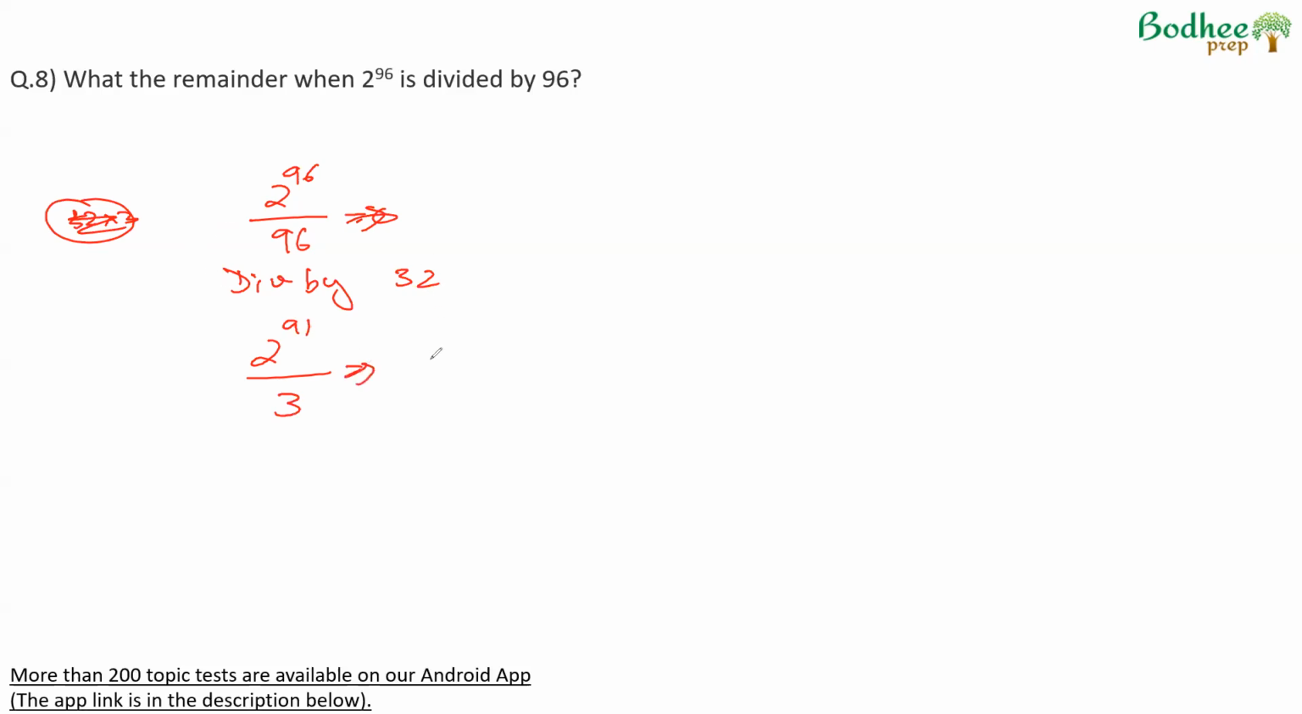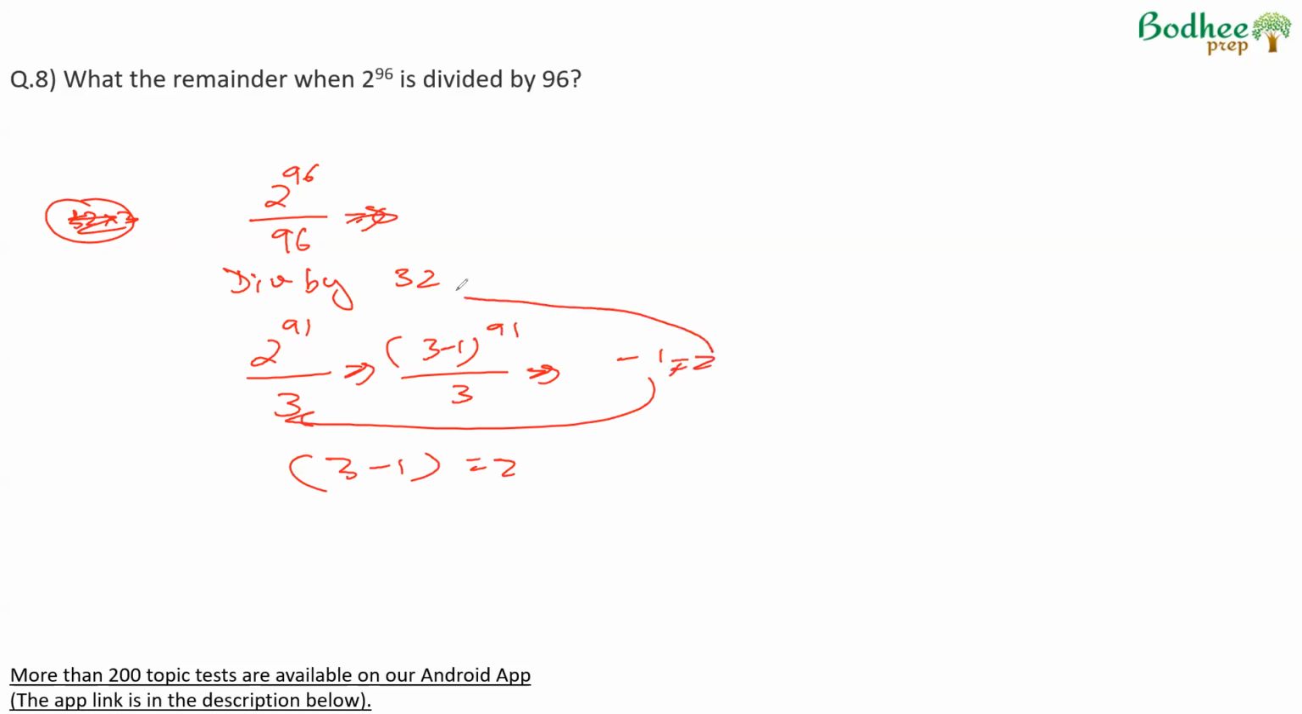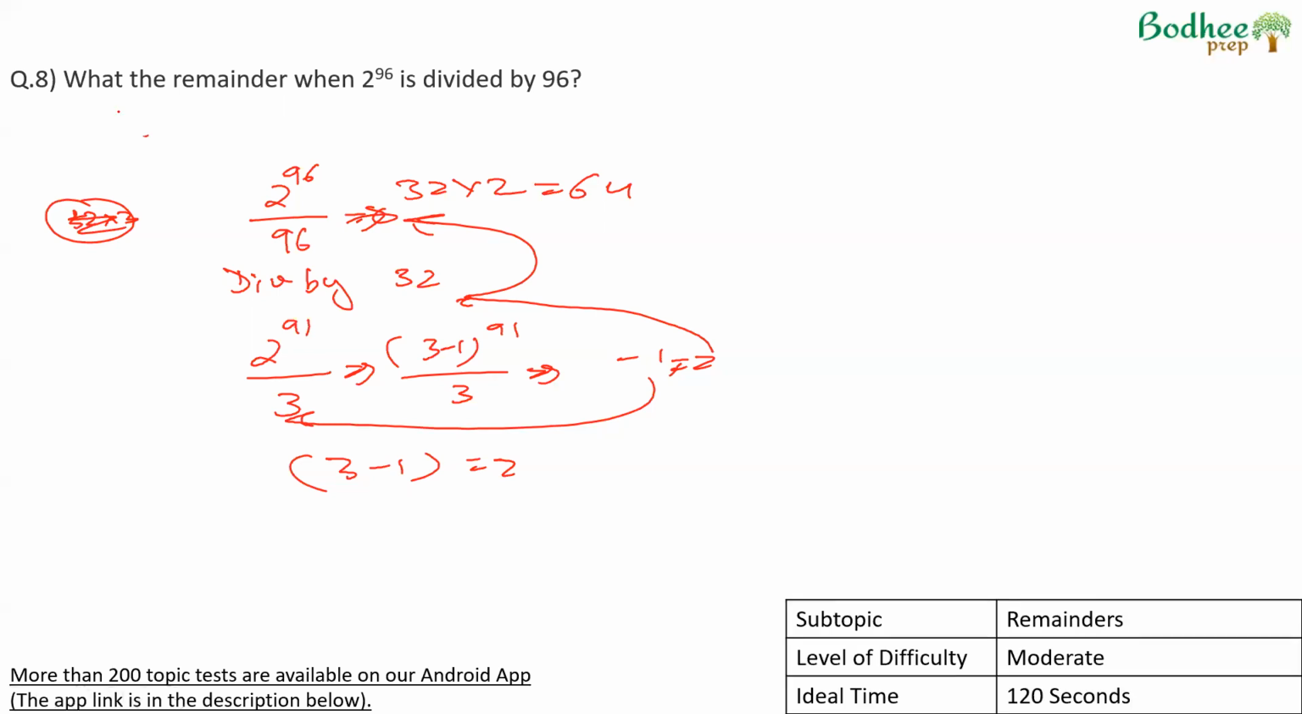This is nothing but 3 minus 1 raised to power 91 divided by 3. So the remainder of minus 1 raised to power 91 means a positive remainder of 3 minus 1, which is 2. Since this was divided by 32, the original answer will be multiplied by 32. Hence the answer is 32 into 2, which is 64. Again, easy question, I'd say. Not more than 2 minutes to solve the question.